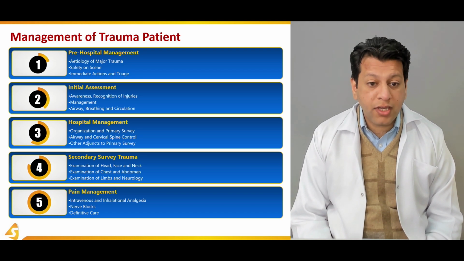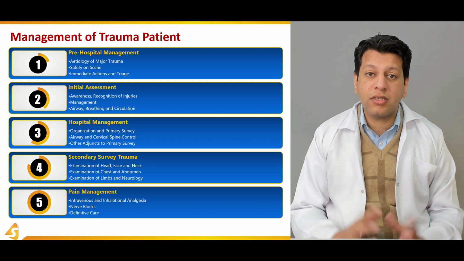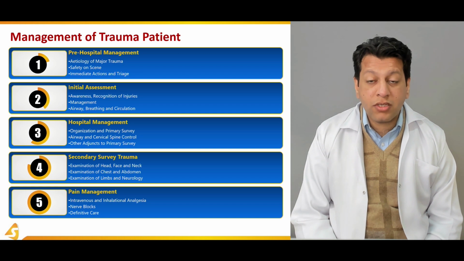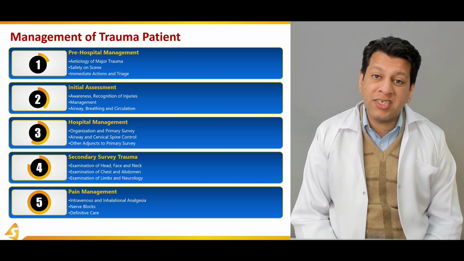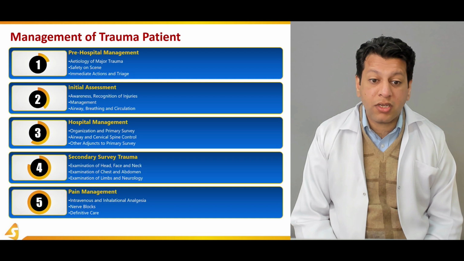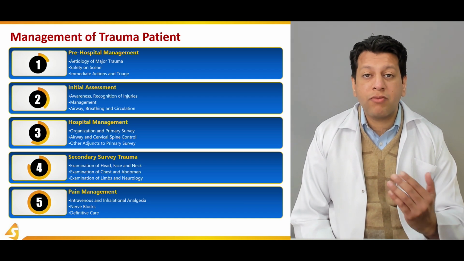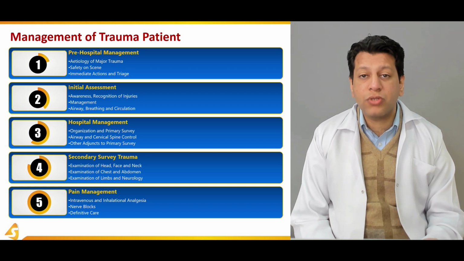And then in the next section, we were discussing briefly the hospital management, that what is the role of a trauma team, how the organization is actually done at the hospital level, how the trauma teams are formed, what is the primary survey, what is its adjuncts to primary survey, then what is secondary survey and other causes.